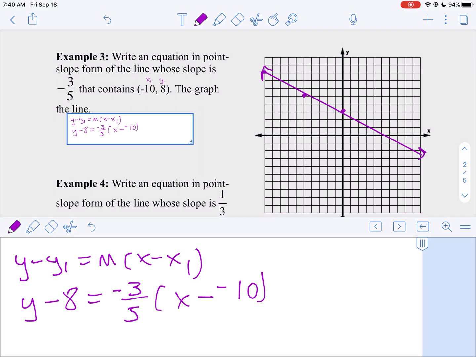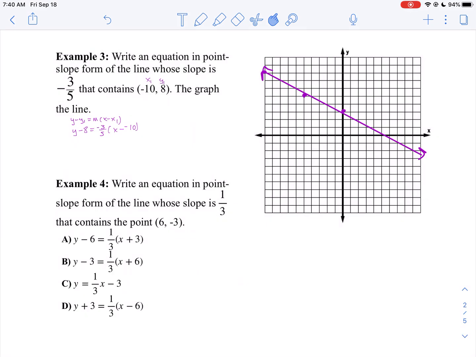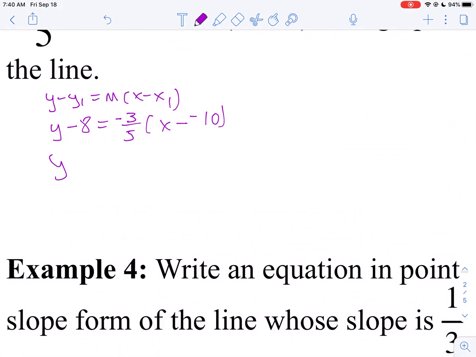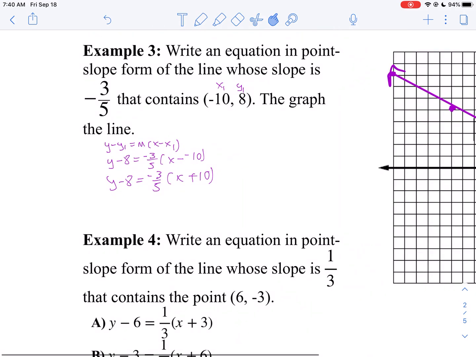We can simplify that just a tad by saying y minus 8 equals negative 3/5 times x plus 10, because when you subtract a negative. Now, if you start solving for y, you're going to start converting it into slope-intercept form, because notice point-slope is y minus y1. So stop. Don't take it any further, because we're supposed to write it in point-slope form. If it said slope-intercept form, then I would distribute that negative 3/5 and get y by itself.